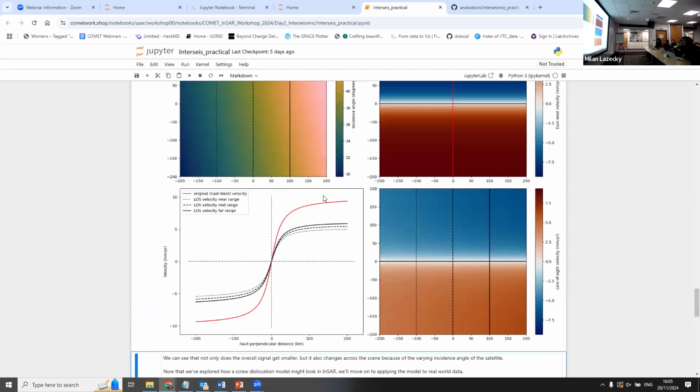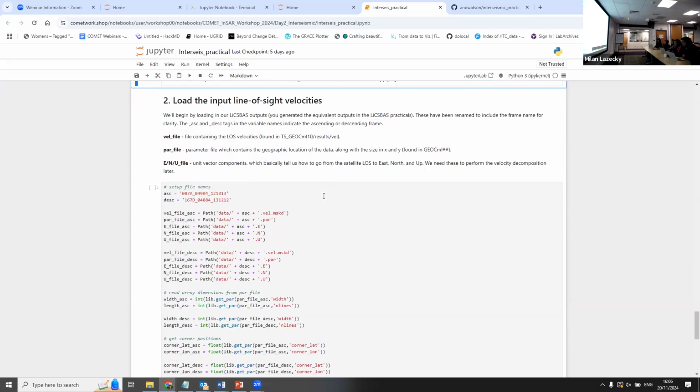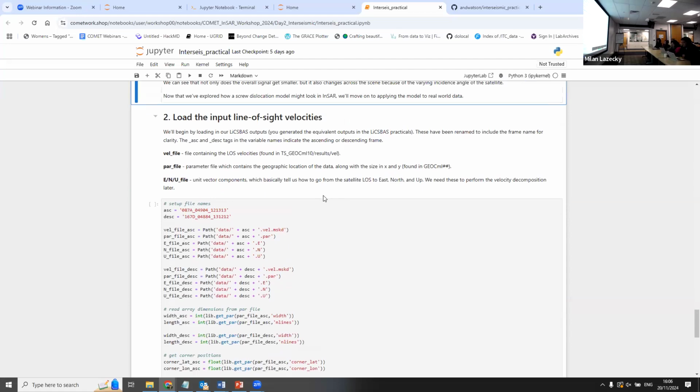So based on this figure, we must know that there are 2 strategies to modeling the deformation. One strategy is that we can model the line-of-sight velocities directly by projecting the fault-parallel velocities into the line-of-sight direction. Another strategy is that we can decompose the line-of-sight velocities into the fault-parallel components, the fault-perpendicular components, and the vertical components, and model the fault-parallel velocities along. For this practical, we choose to use the second strategy. We will decompose the velocities and get the fault-parallel velocities and model that.